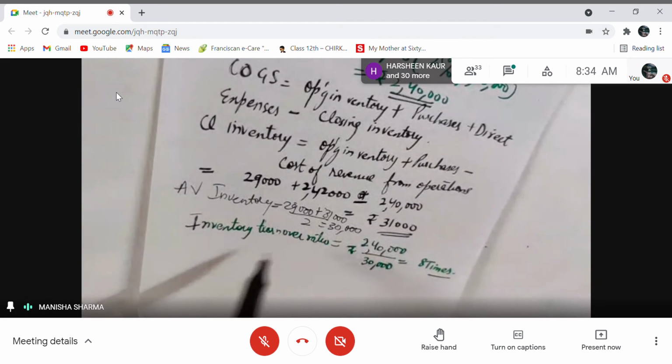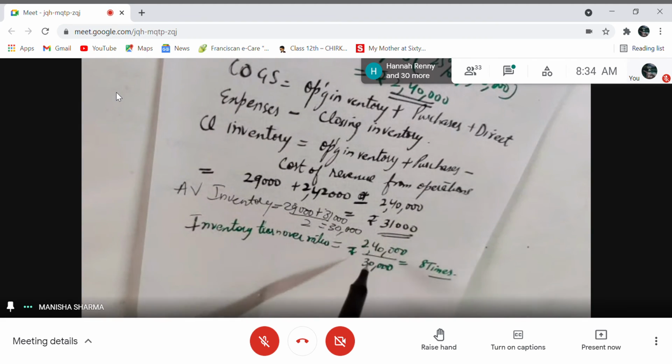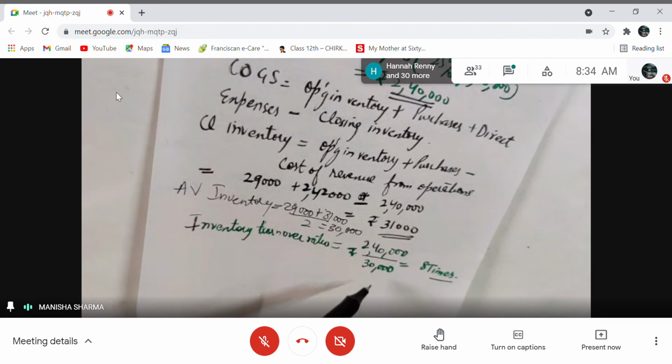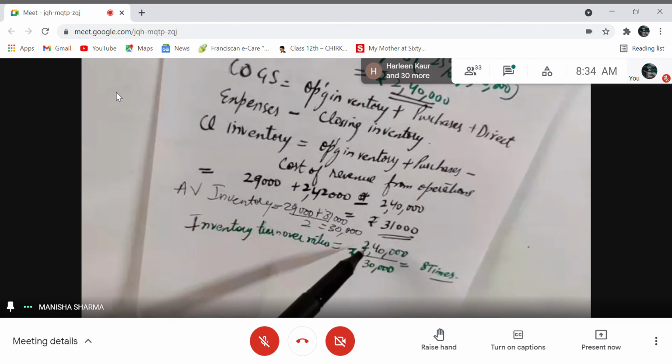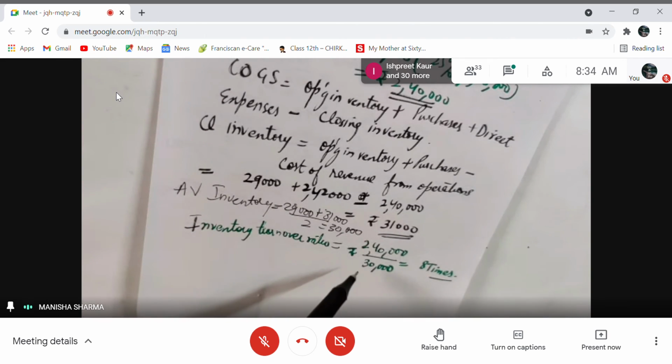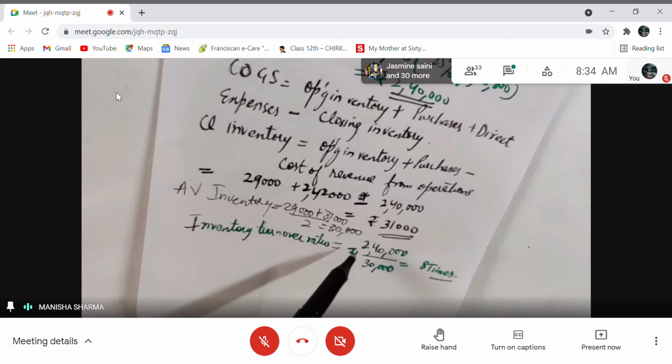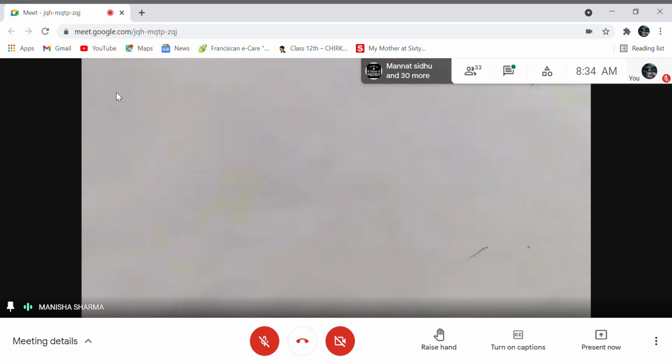Now I will find inventory turnover ratio. I will divide COGS by average inventory. COGS, we calculated using the formula net sales minus GP, came out to be 2,40,000. And average inventory we just calculated, 30,000. So if I divide 2,40,000 by 30,000, 8 times is the answer, right? So by using different formulas, we find the inventory turnover ratio. Let's take up the next case.